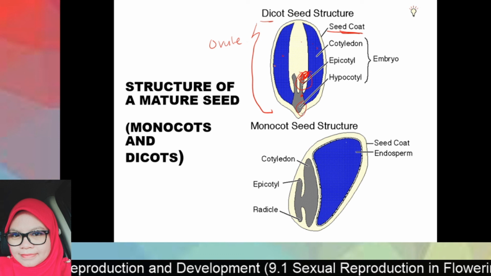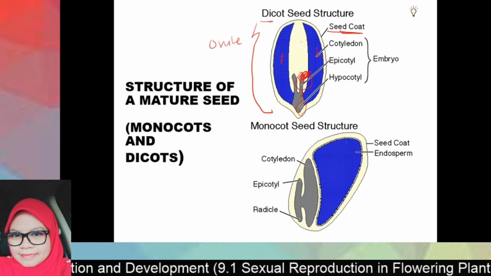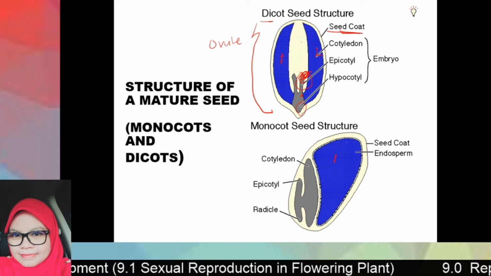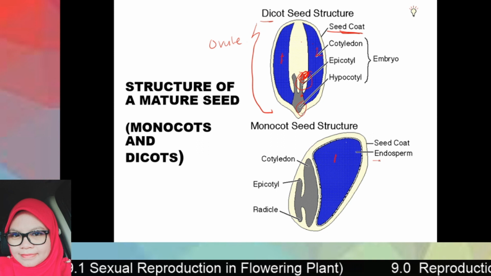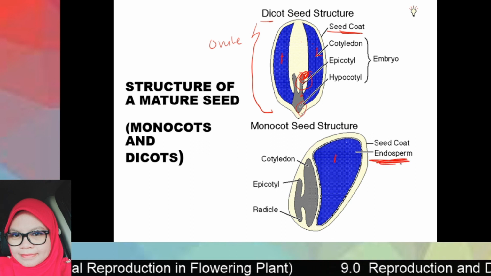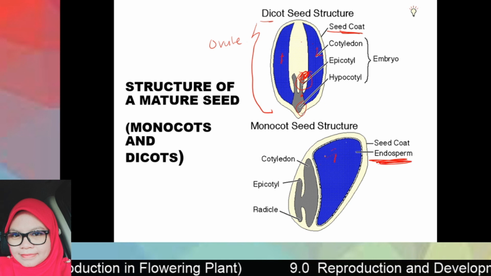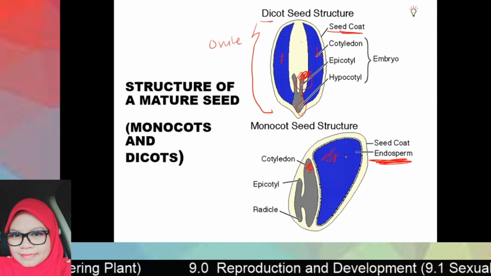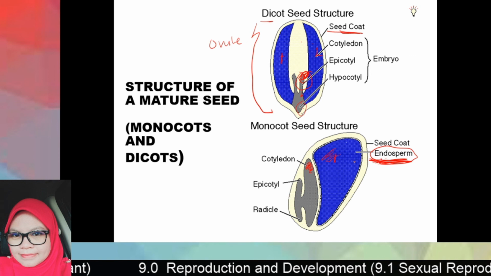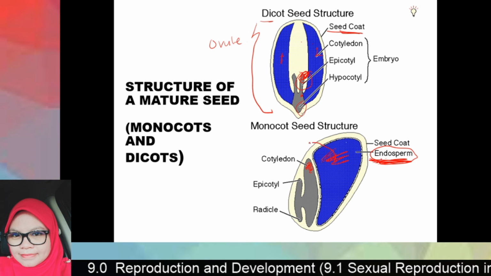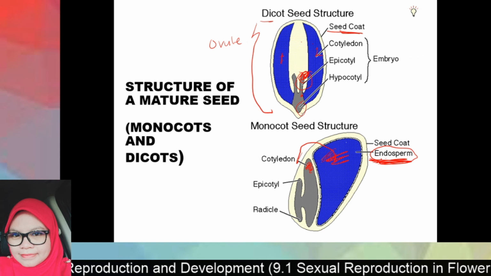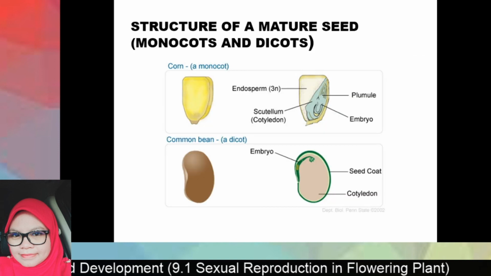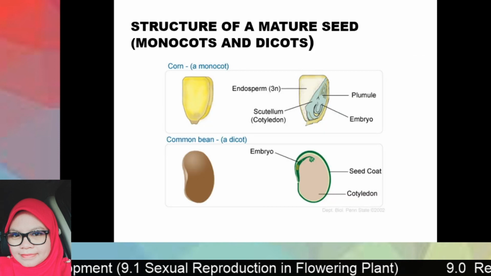So for dicot, it has 1 and 2 cotyledons. For monocotyledon seed, only 1 cotyledon. Okay, this cotyledon is actually derived from the endosperm. Okay, so this is the cotyledon and this is the endosperm. Okay, the function is to nourish the embryo. Alright, the same.